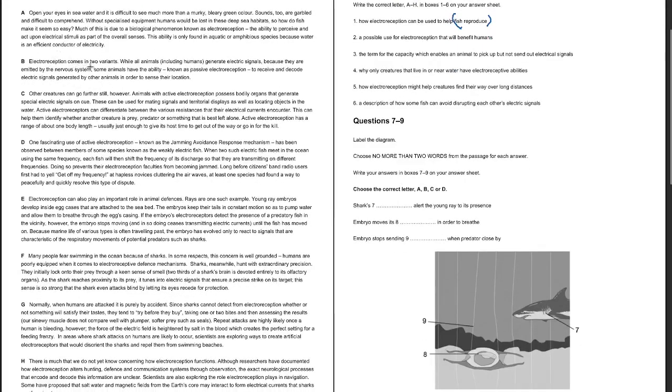B says electroreception comes in 2 variants. For all animals, including humans, generate electric signals. Because they are emitted by the nervous system, some animals have the ability, known as passive electroreception, to receive and decode electric signals generated by other animals in order to sense their location. So B is talking about the variants of electroreception and also the introduction of passive electroreception, so we can rule B out because there's nothing about reproduction.